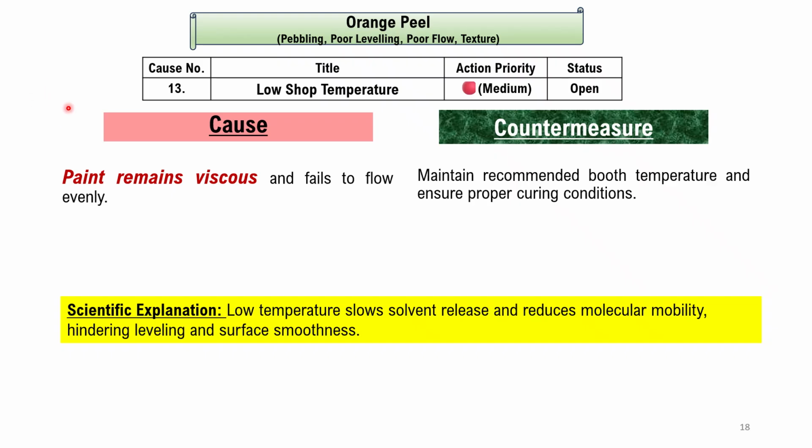Now we come to the 13th important cause, which could be low shop temperature. Paint remains viscous and fails to flow evenly. It can be explained as low shop temperature slows solvent release and reduces molecular mobility, hindering leveling and surface smoothness. The recommended countermeasure is to maintain the recommended booth temperature and ensure proper curing conditions.